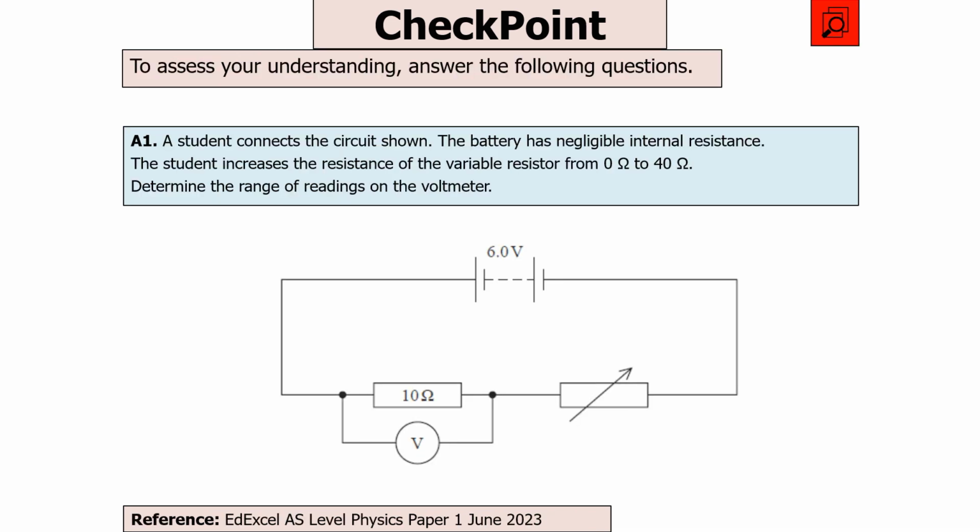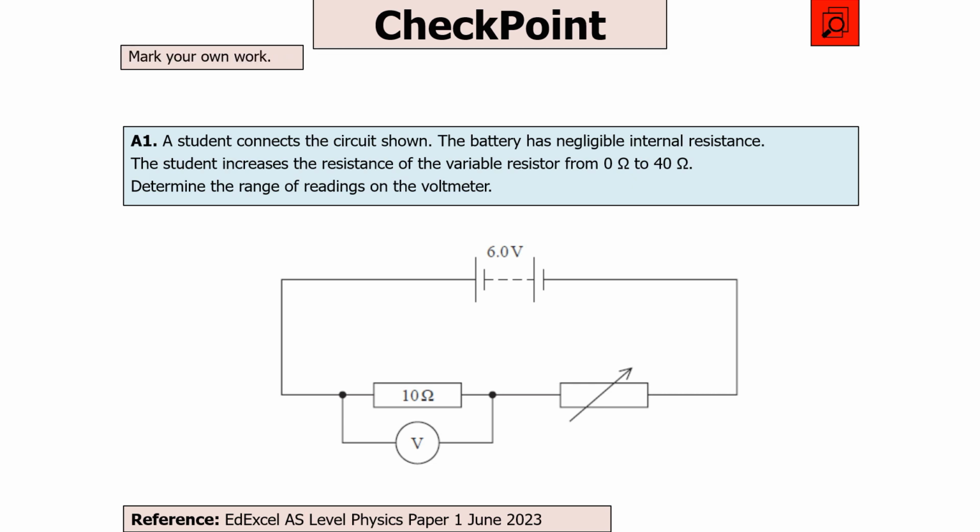The next question says, a student connects the circuit shown. The battery has a negligible internal resistance. The student increases the resistance of the variable resistor from 0 ohms to 40 ohms. Determine the range of readings on the voltmeter. So pause the video now, then unpause the video when you want to go through your answer.